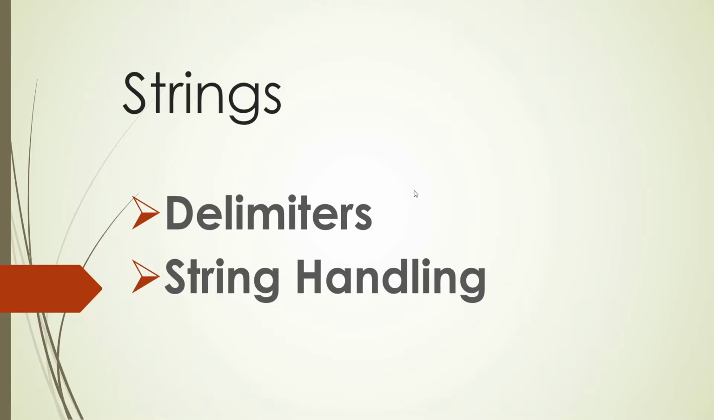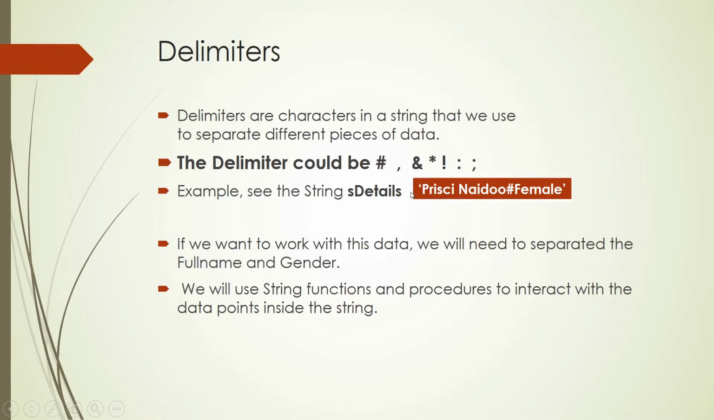And today we're going to be looking at the concept of delimiters in string handling. A delimiter is a character in a string that we use to separate different pieces of data. The delimiter could be any character. It could be a comma, it could be a hash symbol, it could be a semicolon, it could even just be a space.